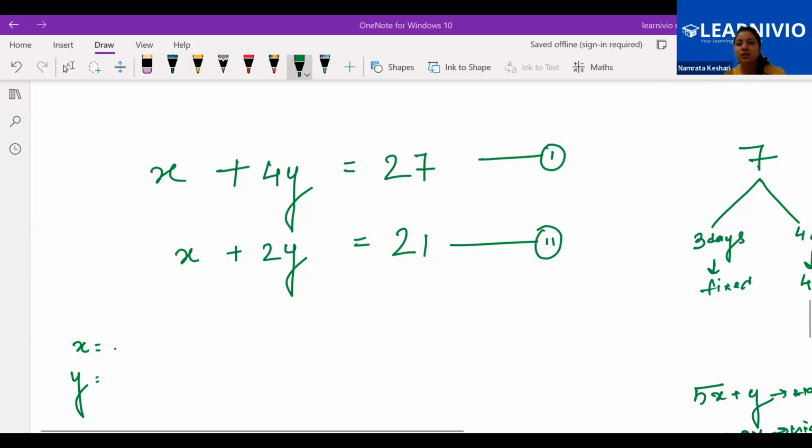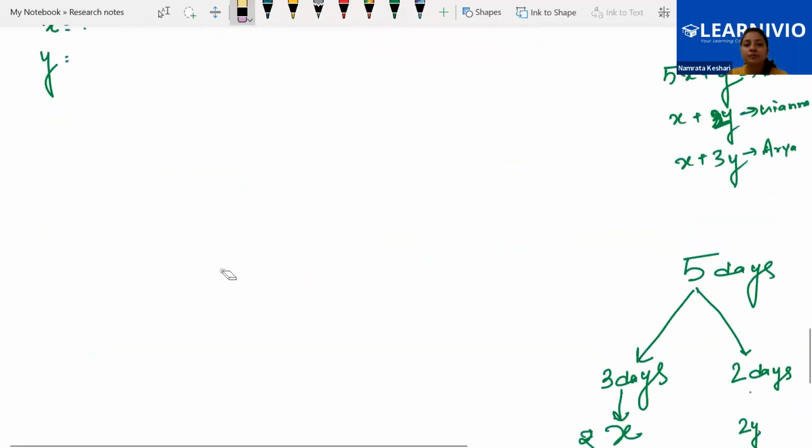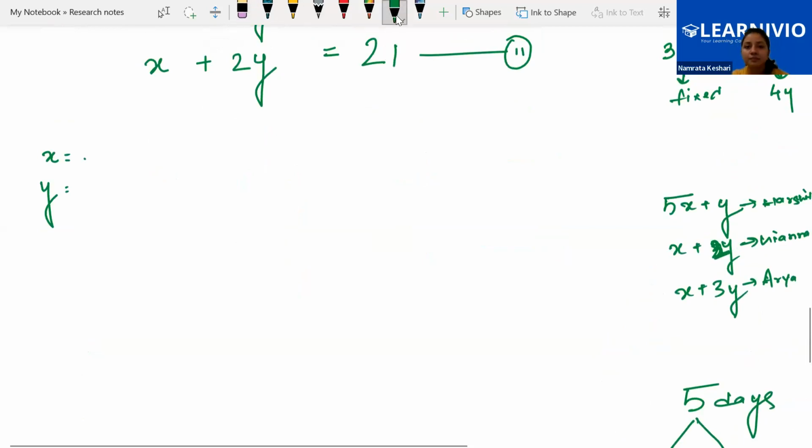Arya, meanwhile, you send it to me, and let's see what is elimination method. I sent it. Okay, sent. I'm checking it.